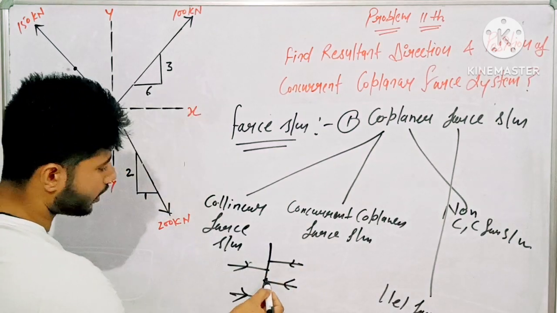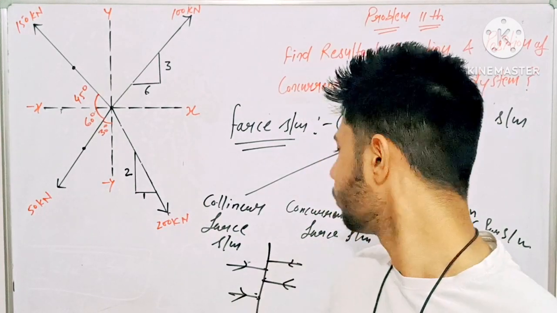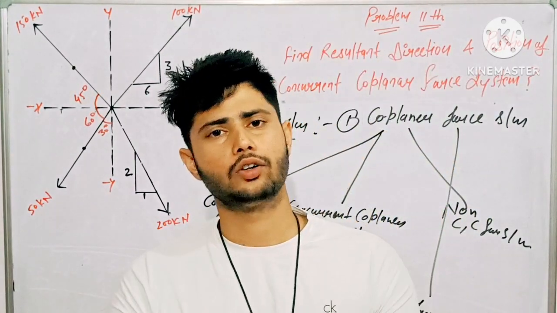There are four forces. When all the forces remain passing through different points, then that force system is known as non-concurrent coplanar force system.